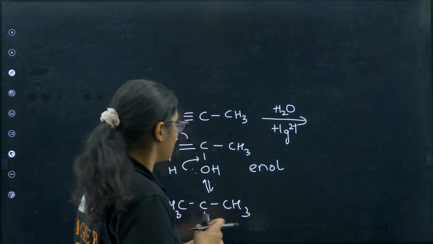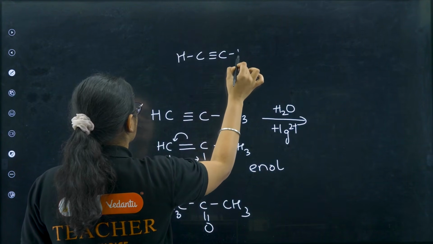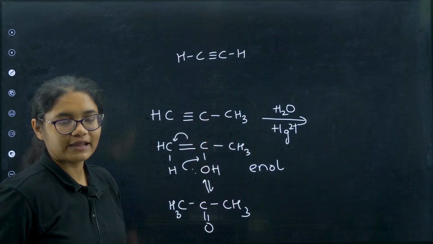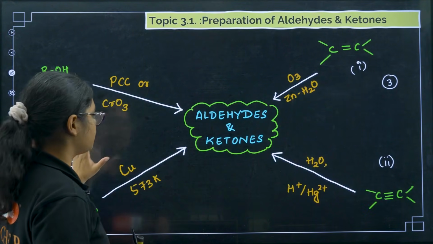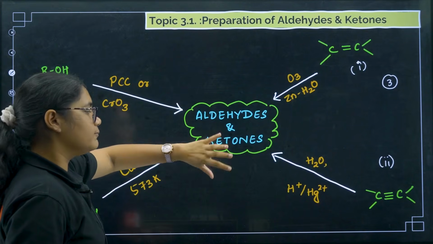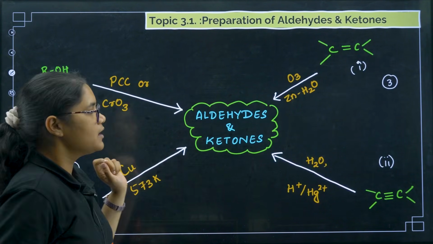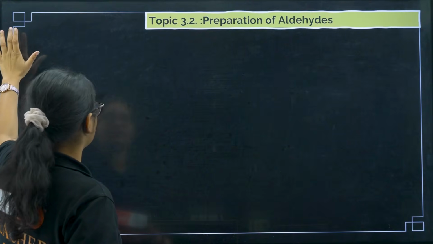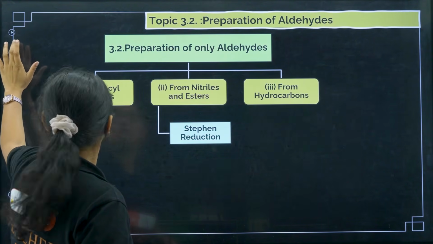Okay, so if you have ethyne, then you will get one aldehyde. So these are the methods of preparation from which we can prepare both aldehydes and ketones. Now we will move to the methods where we have only aldehydes. Okay, so we have a lot of methods here.